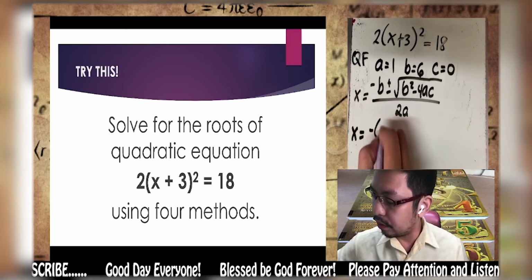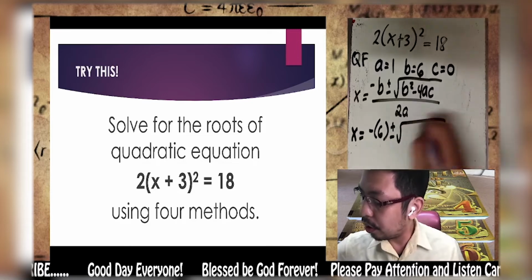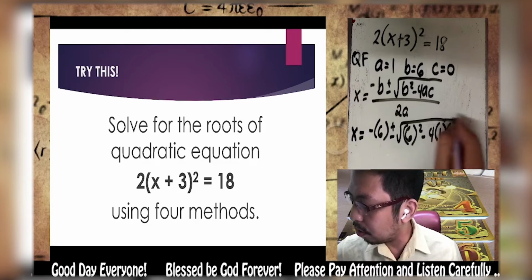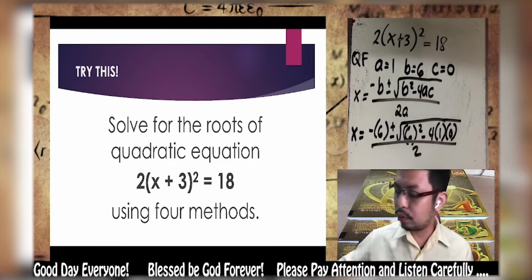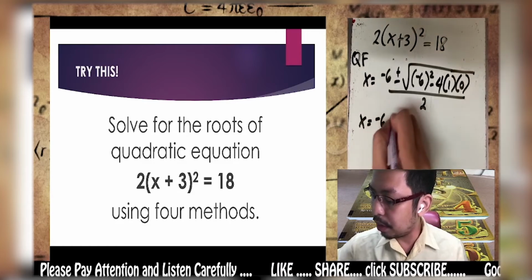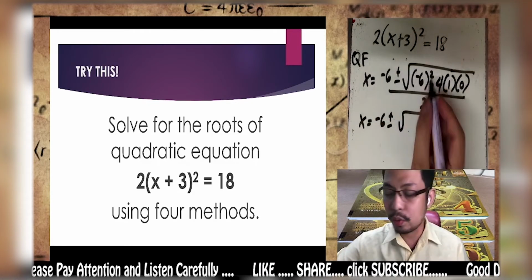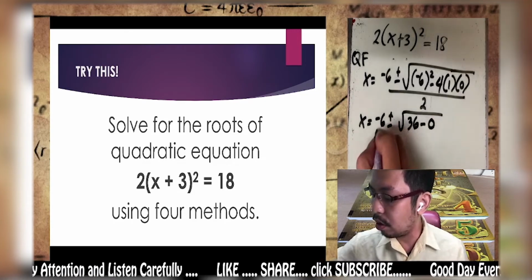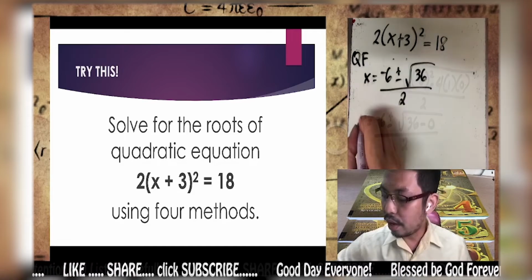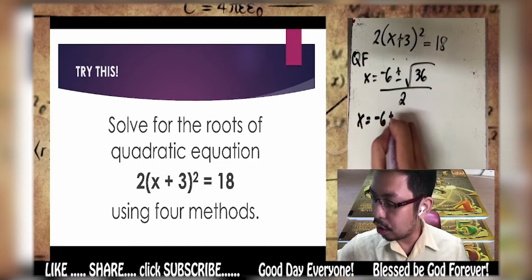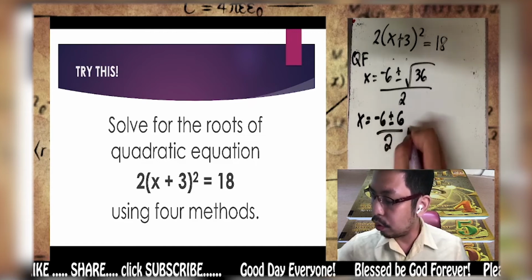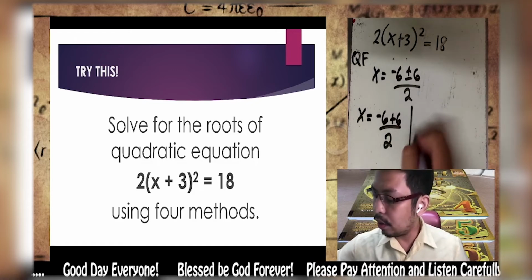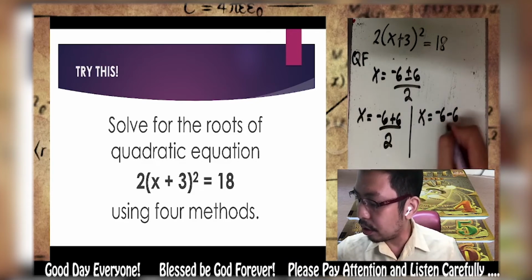We have x is equal to -6 plus or minus the square root of 6 squared minus 4 times 1 times 0 all over 2. So simplifying this, we have -6 plus or minus the square root of -6 squared is 36. Then 4 times 1 times 0 is 0. So minus 0 all over 2. Then we have x is equal to -6 plus or minus 6 all over 2. One is x is equal to -6 plus 6 all over 2. And the other one is x is equal to -6 minus 6 all over 2.